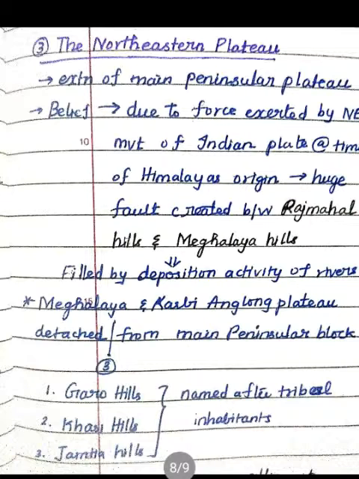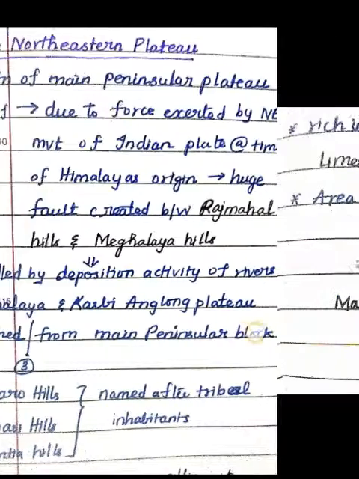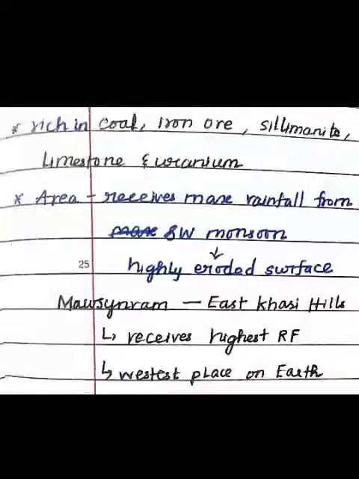So the Northeastern Plateau was a part of the Peninsular Plateau earlier, but due to the movement of the Indian plate at the time of Himalayan origin, a fault was created. This Northeastern Plateau is rich in coal, iron ore, sillimanite, limestone and uranium. This area receives maximum rainfall from the southwest monsoon. Mawsynram is present in this area.